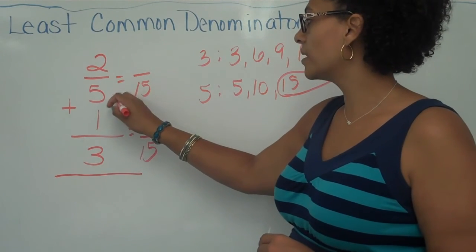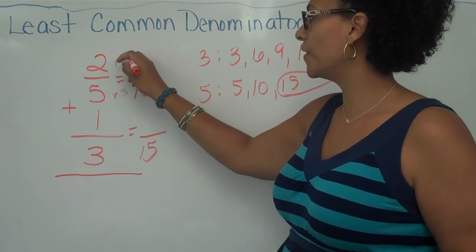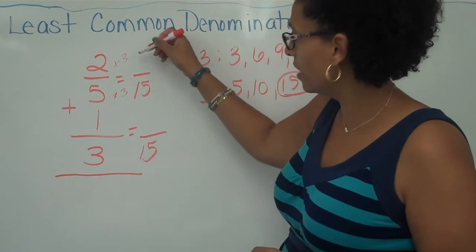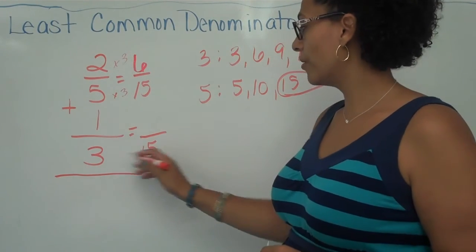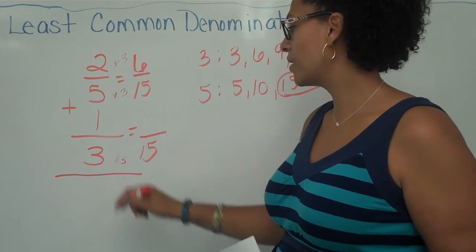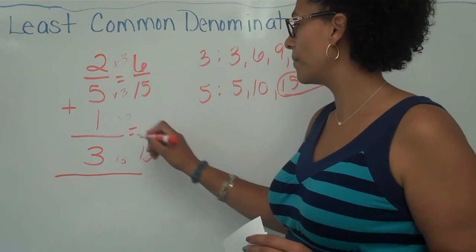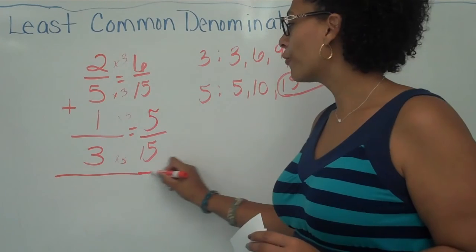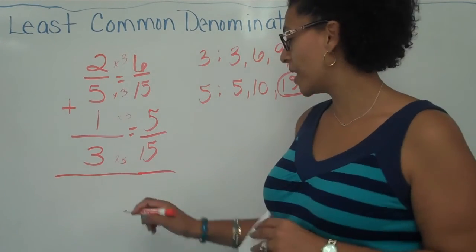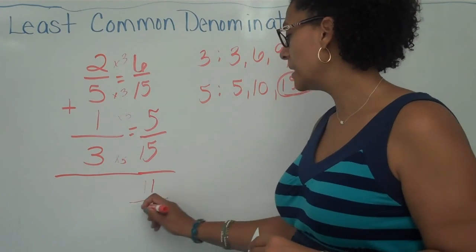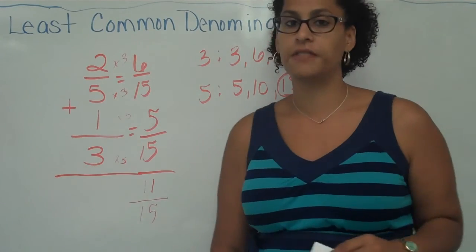5 times 3 equals 15. So 2 times 3, 6. 3 times 5 equals 15, so 1 times 5 on the top equals 5. And we're really adding this one. 6 plus 5 is 11. My denominator stays the same, 15ths.